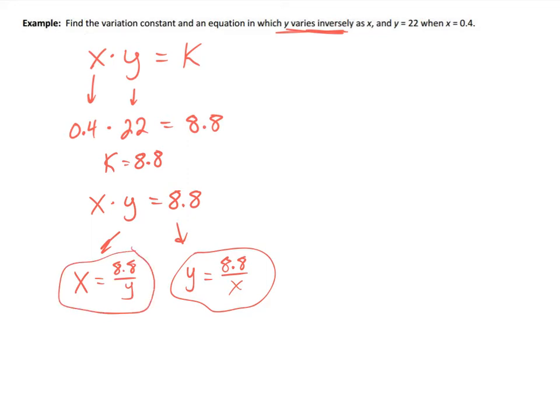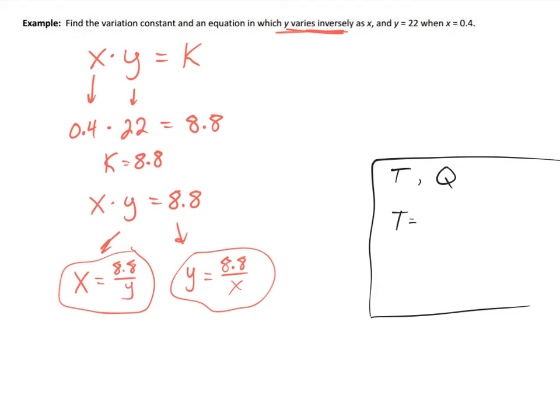You should start to see that while x times y equal to k is a convenient way for us to find the constant of variation, these two expressions, x equals 8.8 over y and y equals 8.8 over x, are what we're typically going to see as the general form. So just very briefly, if I told you that two variables t and q were inversely related, then you know the relationship between them would be t equals k divided by q, or you could also write q equal to k divided by t. These are the general forms where the constant of variation is being divided by that other variable.